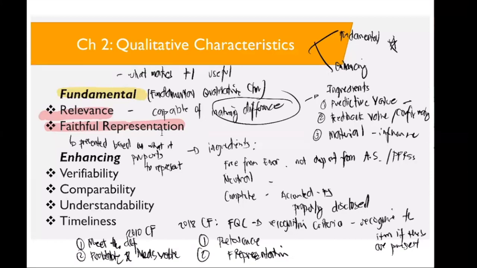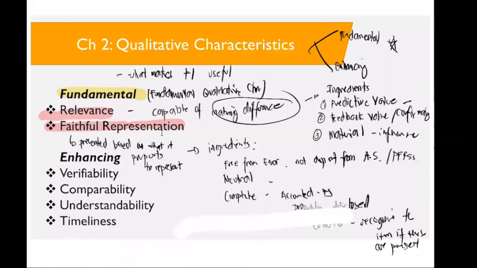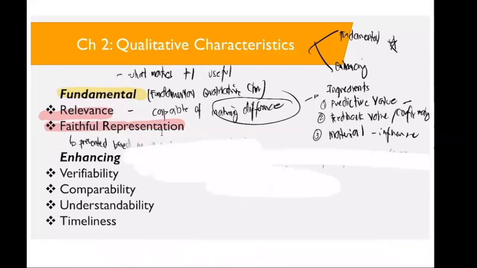Now, under verifiability, we have two types of verifiability. So what are the two types of verifiability? Verifiability can either be a direct verification or an indirect verification. So what is a direct verification? When we say direct verification, you verify the particular representation. So for example, sinabi doon, the property, plant, and equipment is worth 90,000. So you directly verify. Titignan mo yung mga PPE niya. Is it worth 90,000? Tignan mo yung cost, yung resibo, kung 90,000 pa talaga yan.